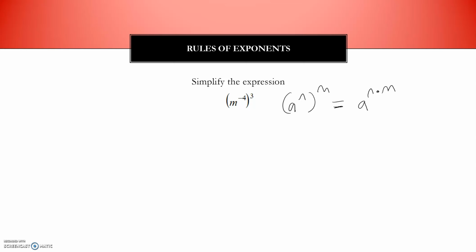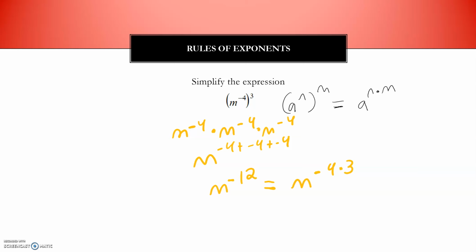I want to explain this one in a little bit more detail than I did the last one. What this is saying is we want to take the expression m to the negative 4th and multiply it by itself 3 times, exponent included. Okay, so m to the negative 4th times m to the negative 4th times m to the negative 4th. If I combine those together, that would be negative 4 plus negative 4 plus negative 4. So that's m to the negative 12th, which is exactly what negative 4 times 3 would be. So that's where that rule comes from.